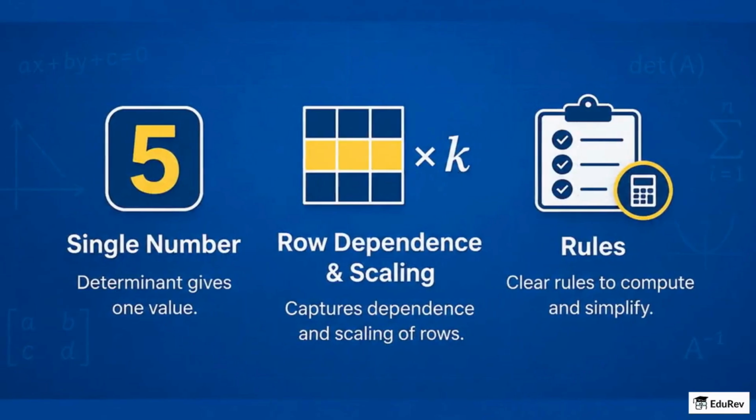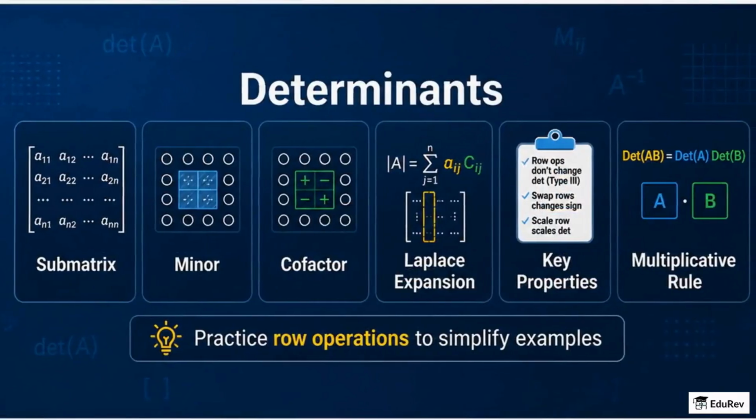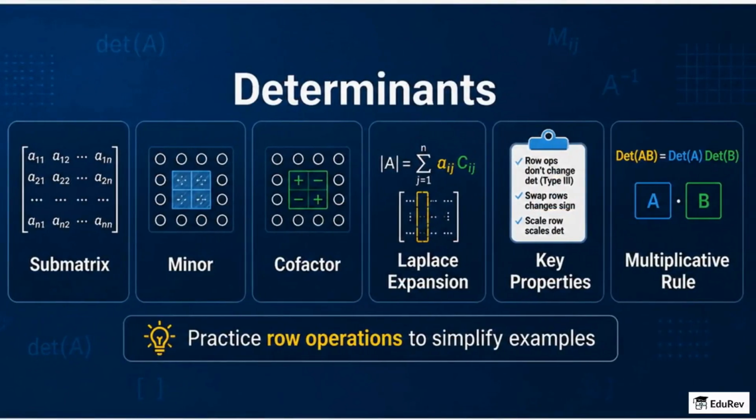So what do we learn from this? Determinants give a single number that captures row dependence and scaling. And there are clear rules to compute and simplify them. Let us quickly remember submatrix, minor, cofactor, Laplace expansion, key properties and the multiplicative rule, and practice row operations to simplify examples.